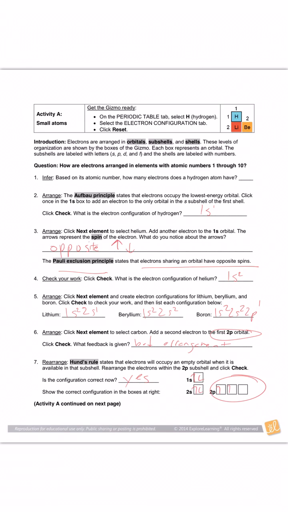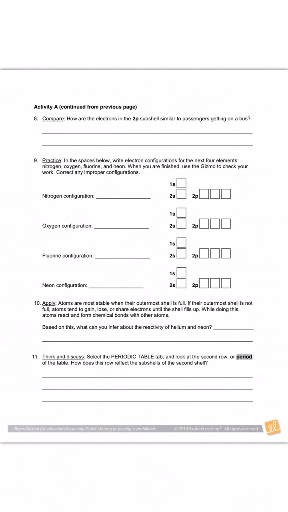So just like the bus, these guys want to be by themselves. And how are the electrons in the 2p subshell similar to passengers on a bus? They sit by themselves until they have to partner up with somebody else.